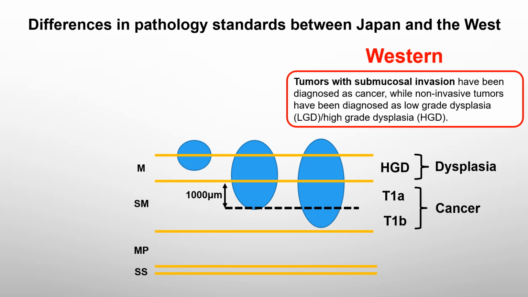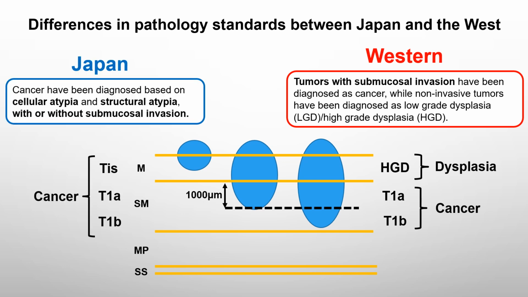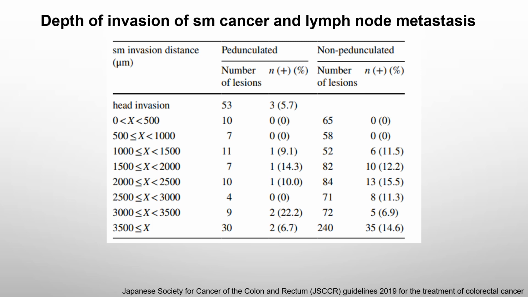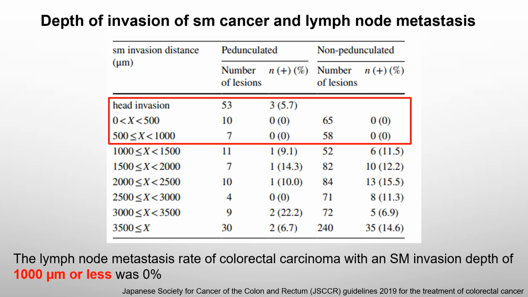In the West, the region within the intramucosa is dysplasia, while the deeper region is cancer. On the other hand, in Japan, if there is pathological atypia, even the intramucosal region is diagnosed as cancer. This table shows the correlation between depth of invasion of SM cancer and lymph node metastasis. The lymph node metastasis rate of colorectal carcinoma with an SM invasion depth of 1000 micrometers or less was 0%.